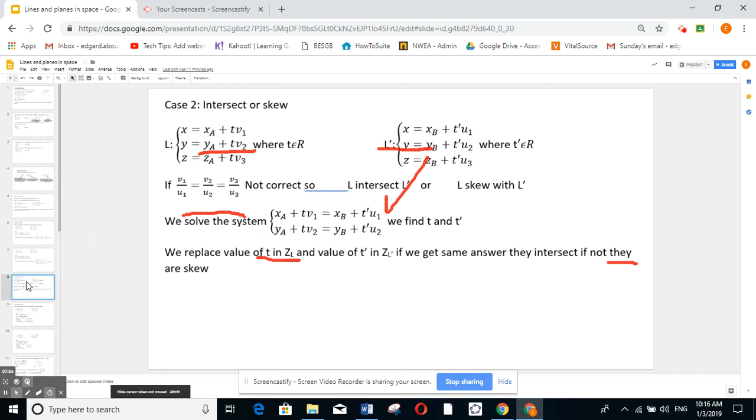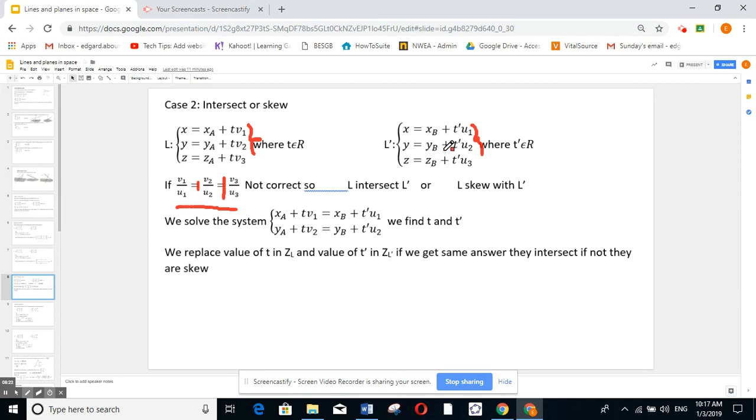Now we're going to talk about intersecting or skew lines. How do we know if intersecting or skew? First of all, if the directing vector of the first is not parallel to the directing vector of the second, so one of the ratios is not equal, then they intersect or are skew. In that case, we solve 2 by 2. We take the first two equations and find T and T prime.